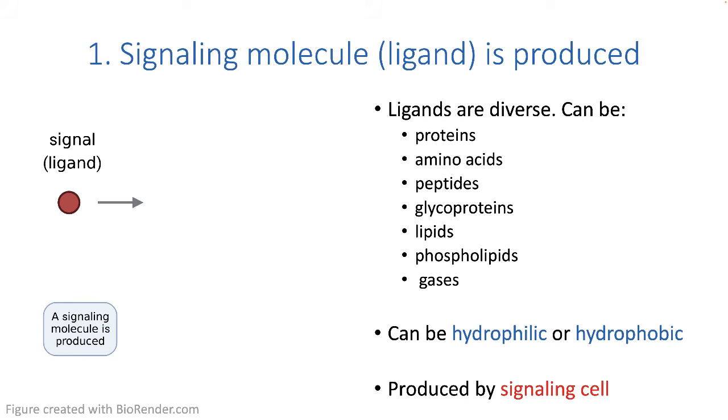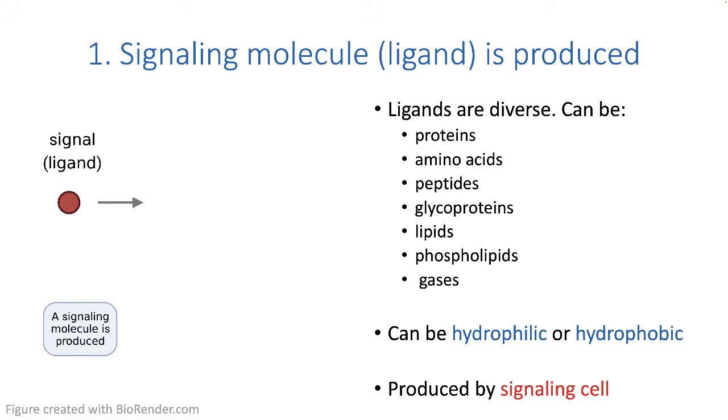Some of these molecules will be hydrophilic, which means they're less likely to be able to enter the cell. They may be kept outside in the extracellular space. Others are hydrophobic, such as our lipids, particularly our steroids, meaning they're more likely to pass through the plasma membrane and enter the cytoplasm of the cell. Ligands are produced by what we call the signaling cell.